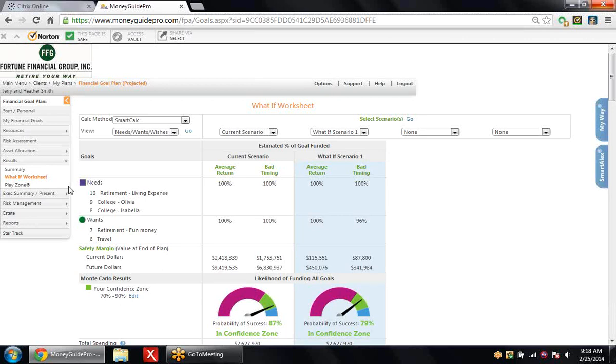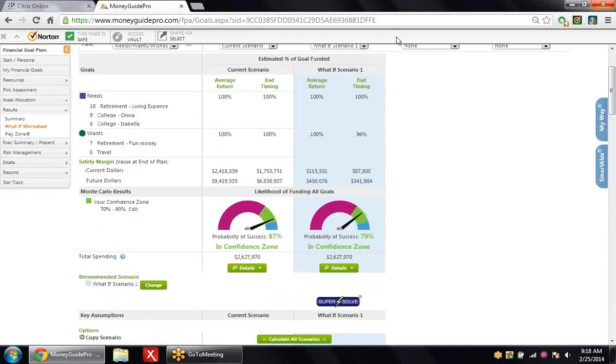So now that we're here, we're going to look in this area under What If scenario. Here it's in blue. And in the summary area, you'll see a quick chart that says the confidence zone here says 79%, which is actually pretty good.